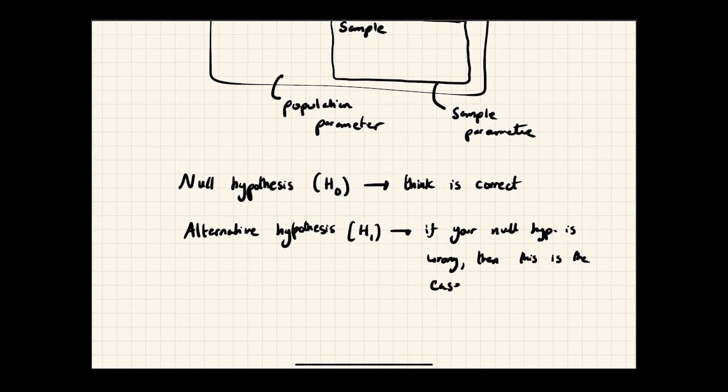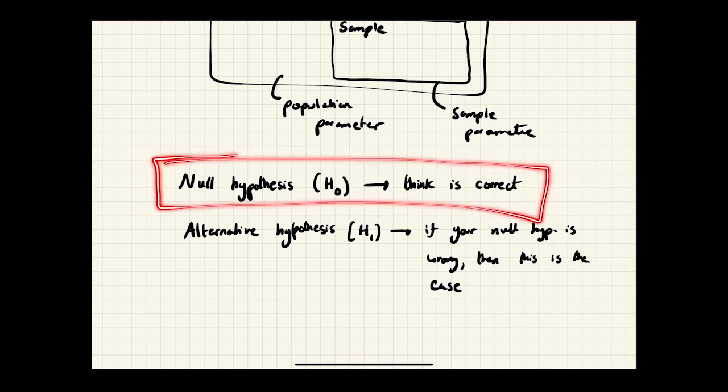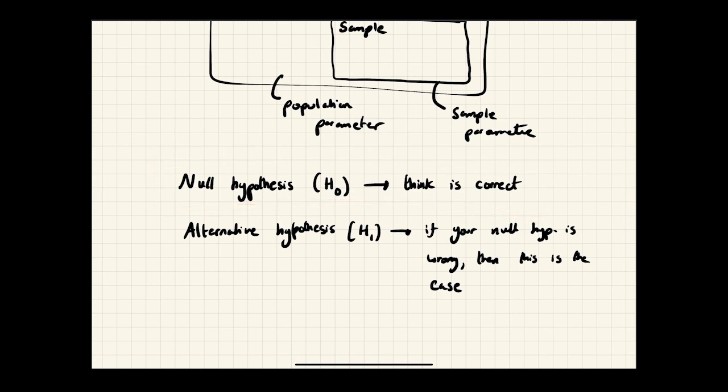So what this means is I carry out my hypothesis test. So I've done that now, and I think that this one is correct. So I think that, okay, the null hypothesis is correct. Let's say I did all my experiments, found my sample parameter, found my population parameter, and then actually it turns out my null hypothesis is wrong. Well, if my null hypothesis is wrong, I need something else that I need to know is correct.